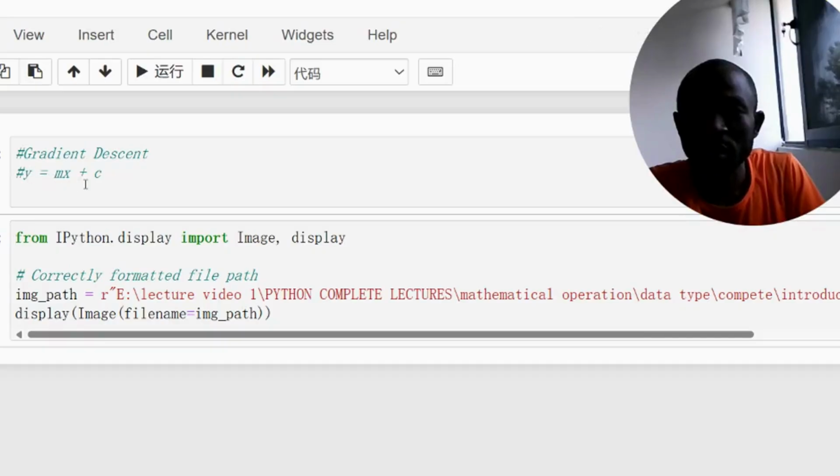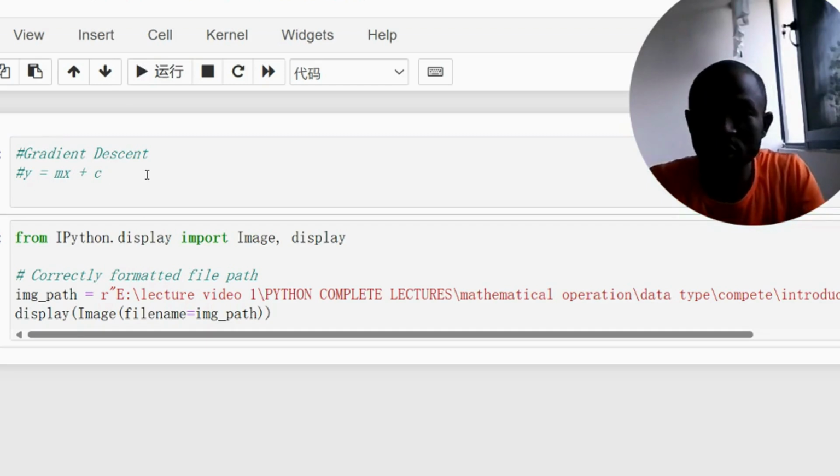y equals mx plus c. There was a bit of doubt on how those things came about and how to manipulate them. So this lesson today is going to give you a brief introduction about all those aspects and how to manipulate this formula. For us to do that, we are going to study a subheading called gradient descent.